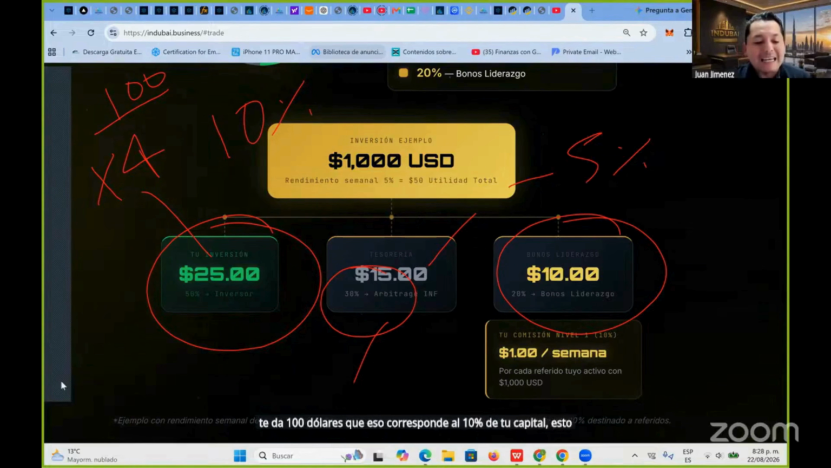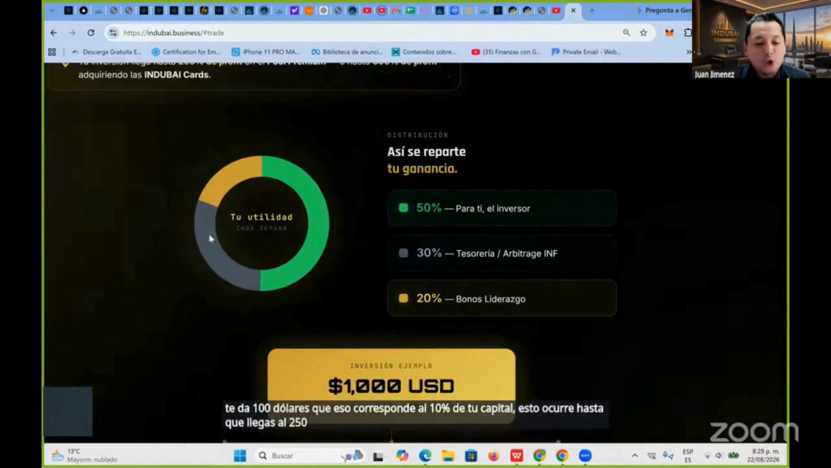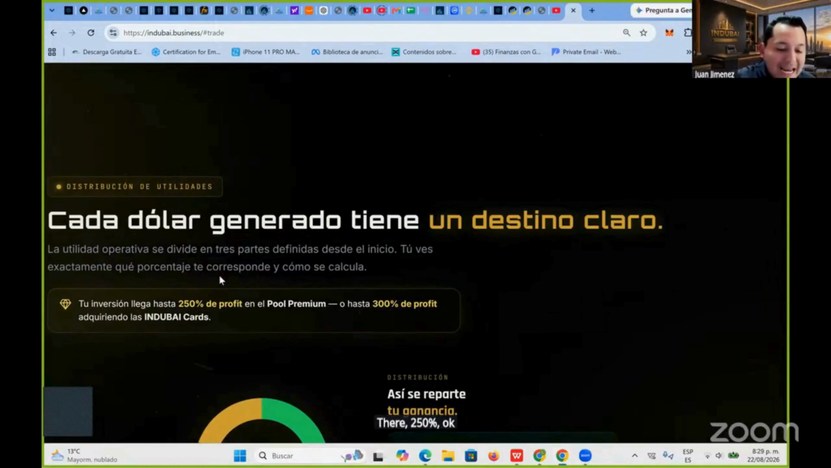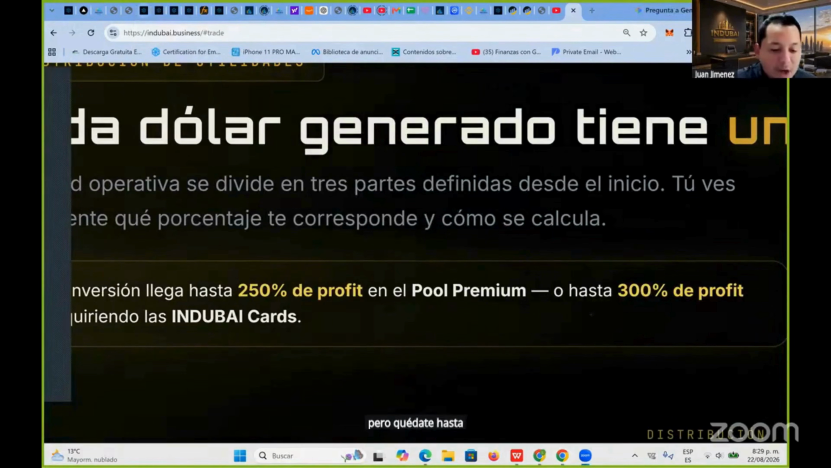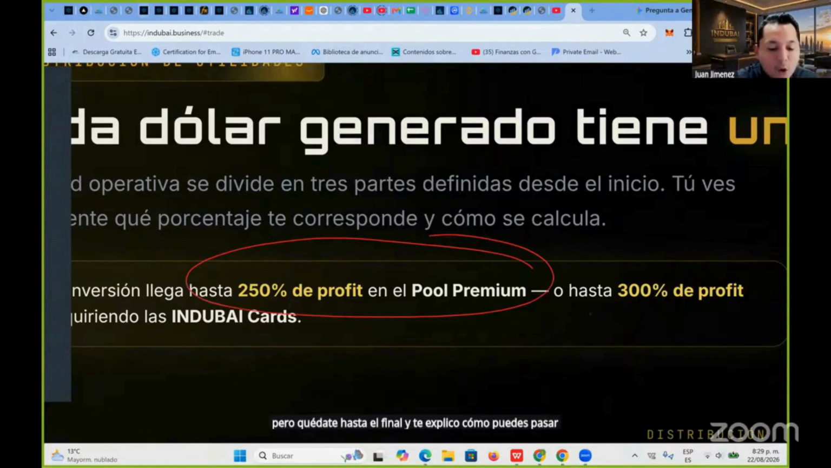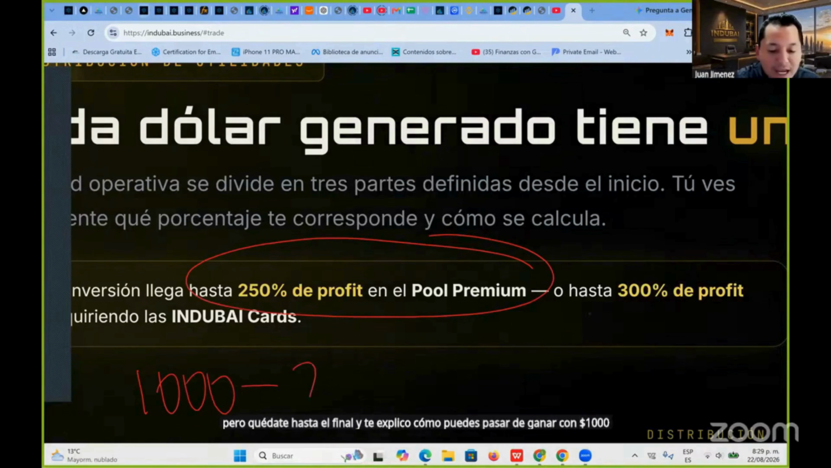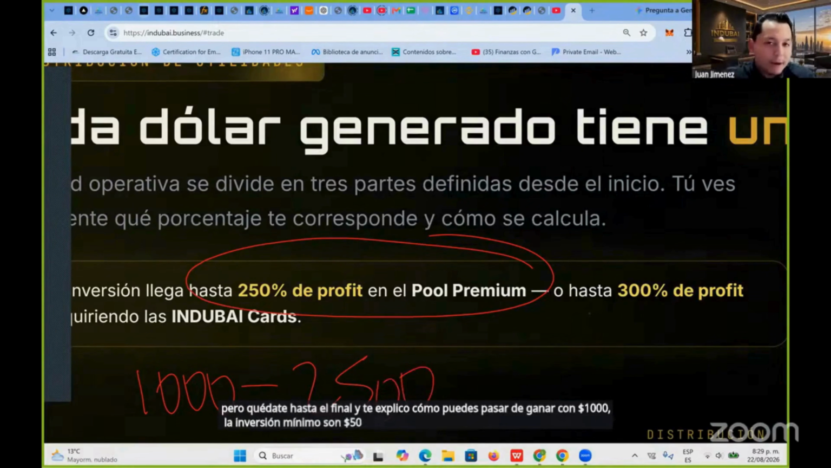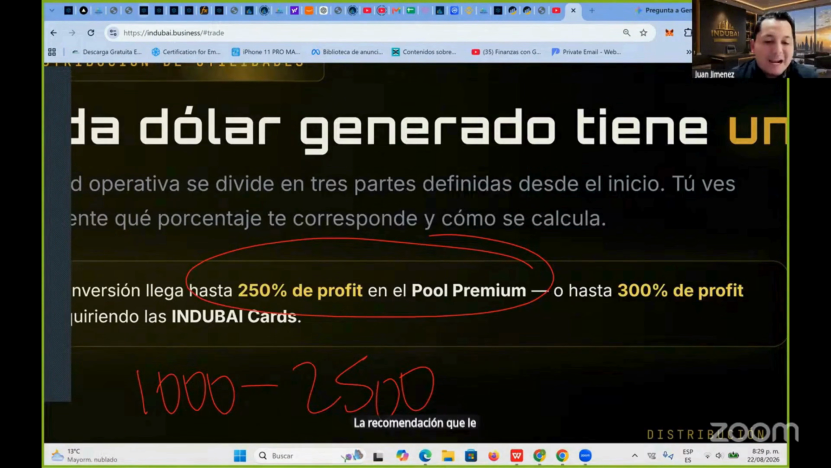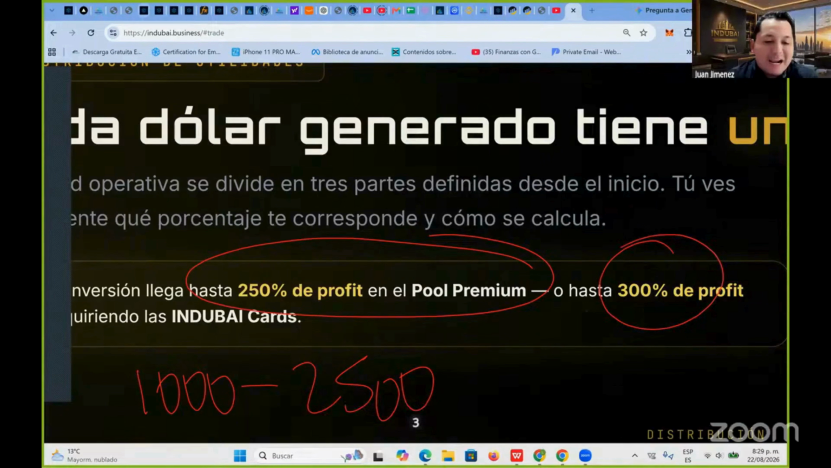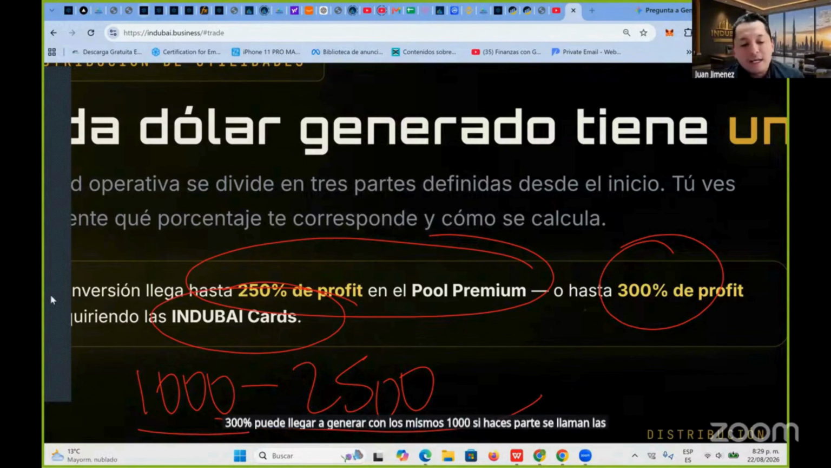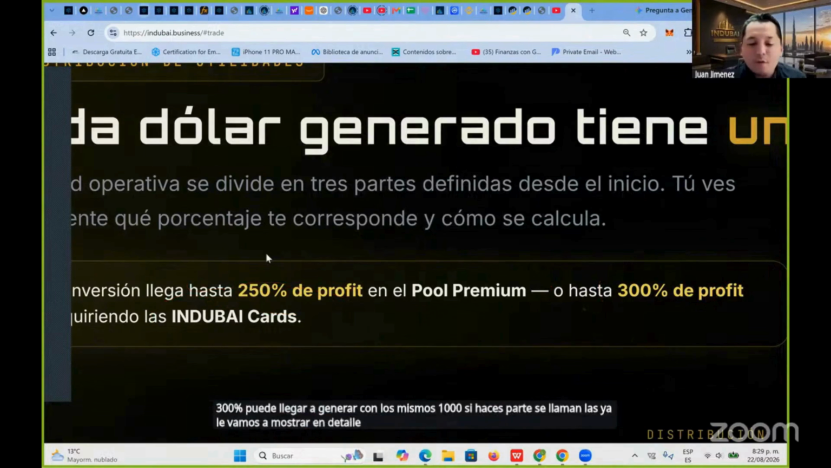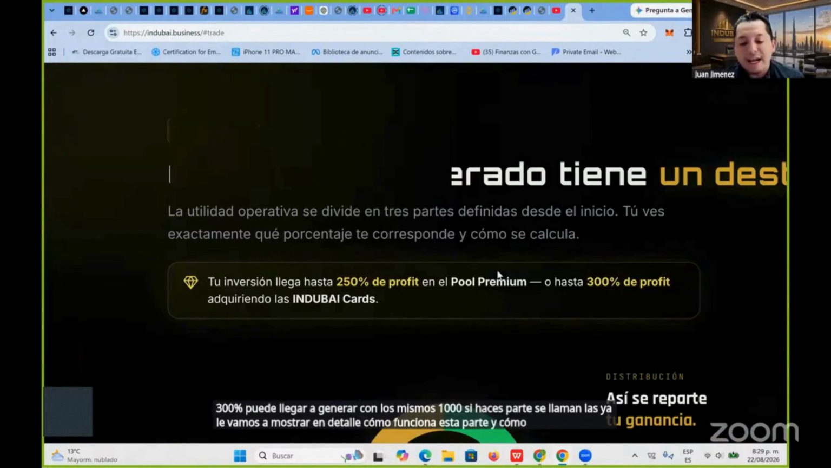This happens until you reach 250%, in something called the premium. But stay until the end and I'll explain how you can go from earning $2,500 with $1,000. The minimum investment is $50, but the recommendation is that you take this business with responsibility and seriousness. We recommend starting with $1,000. You can generate up to 300% with the same $1,000 if you become part of something called the Indubai cards. We are going to show you in detail how this part works and how you can generate it, okay?